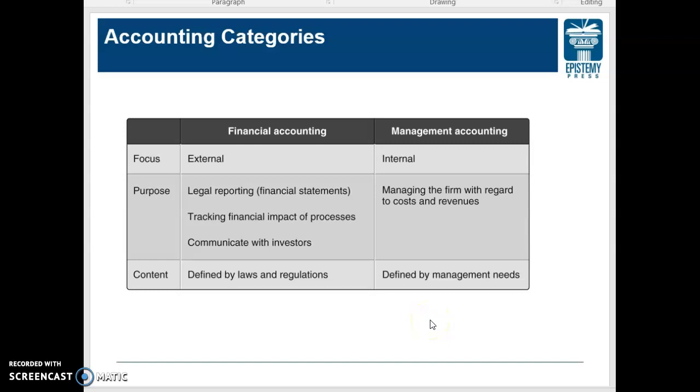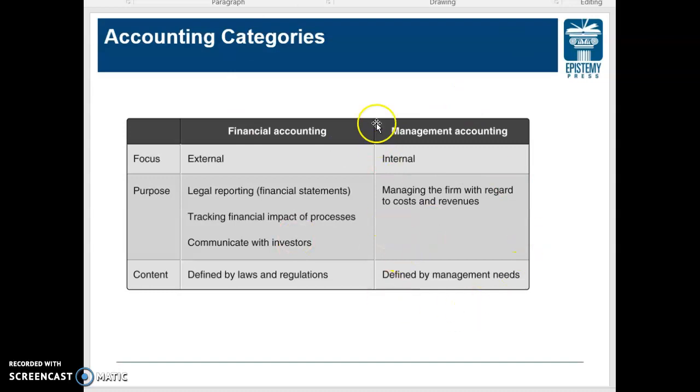So the difference between financial accounting and management accounting is that financial accounting is used more for external purposes. So we need to provide regulatory reports for a public company. So things like balance sheets, income statements, cash flow statements need to be provided for external purposes. And financial accounting is recording the financial impacts of all the processes, so debiting and crediting all accounts. Financial accounting is the heart of accounting because it has to accurately reflect the financial status of a company or firm at any given point.